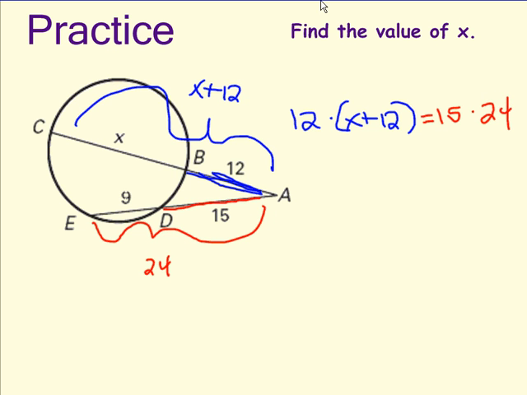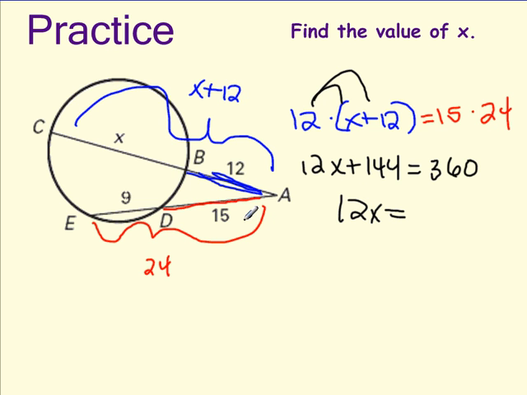We need to remember to distribute when we're solving. So I'll have 12x plus 144 is equal to, that'll be equal to 360. We'll then have 12x is equal to 216 when I subtract 144 from both sides. And when we divide by 12, we have x is equal to 18.